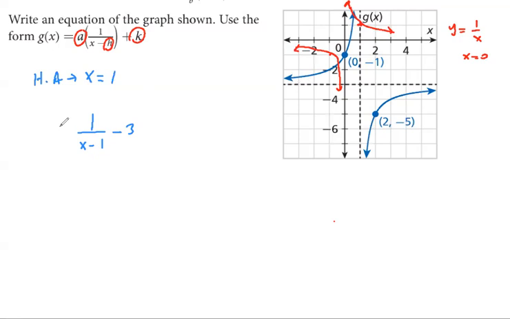But how about a? I'm going to write this a times this fraction, and then this is equal to our y value or g of x. There are a couple of ways to get the a, but the first thing that we probably realize is that this graph and this graph don't look like the same orientation.